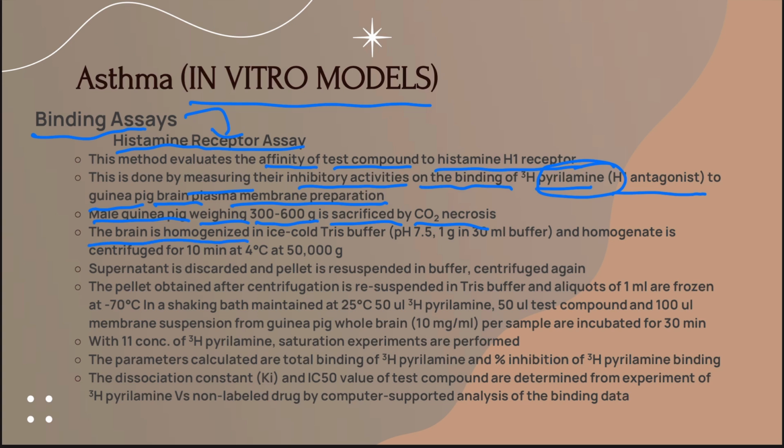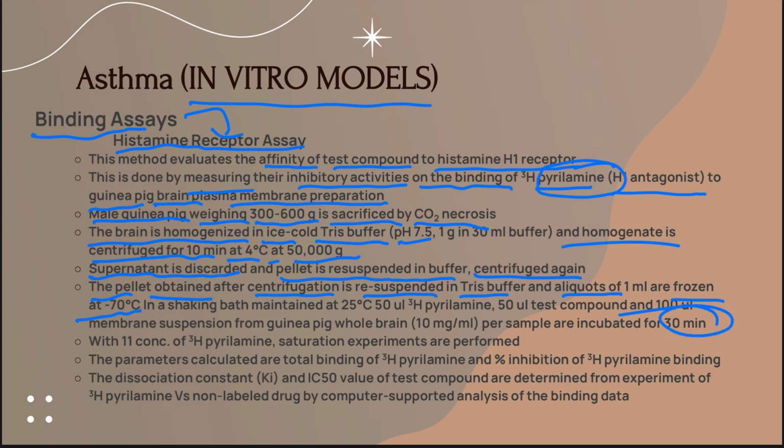Then the brain is homogenized in ice cold Tris buffer, pH 7.5, and the homogenate is centrifuged for 10 minutes at 4 degrees Celsius at 50,000 G. The supernatant is discarded, and the pellet is resuspended in the buffer and centrifuged again. Then the pellet obtained is resuspended in Tris buffer, and aliquots of 1 ml are frozen at minus 70 degrees Celsius. Then in a shaking bath maintained at 25 degrees Celsius, we take 50 microliter of pyrilamine, 50 microliter of the test compound, and 100 microliter of the membrane suspension from the guinea pig whole brain per sample, and it is incubated for 30 minutes.